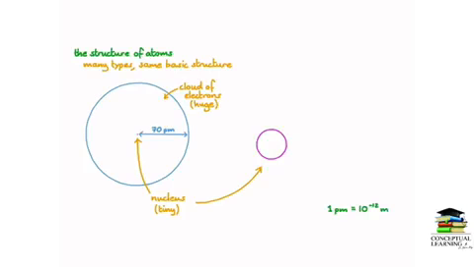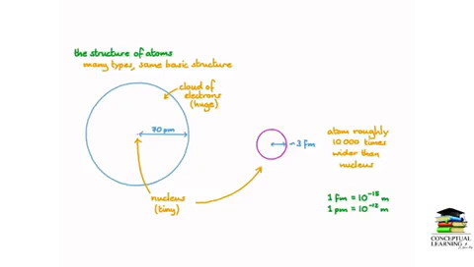Now that's incredibly small, but the nucleus is much smaller. The radius of a carbon nucleus is about 3 times 10 to the minus 15 meters, or 3 femtometers. A femtometer is a millionth of a billionth of a meter. This means an atom is about 10,000 times wider than its nucleus. So the nucleus is incredibly small and the electrons occupy an incredibly large volume in comparison.